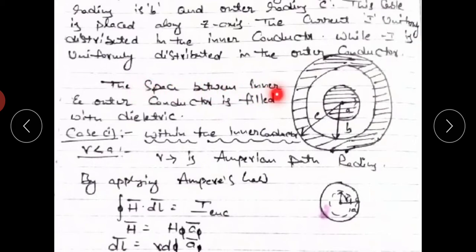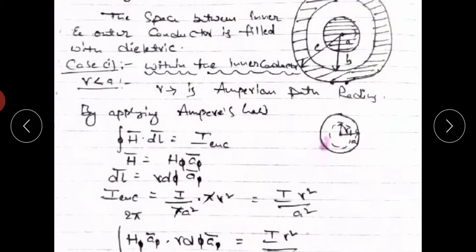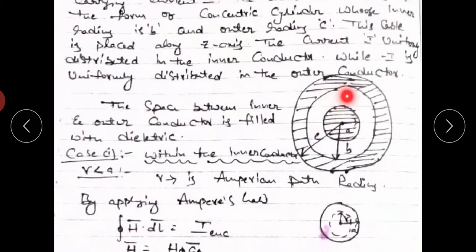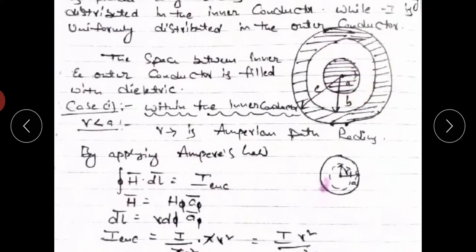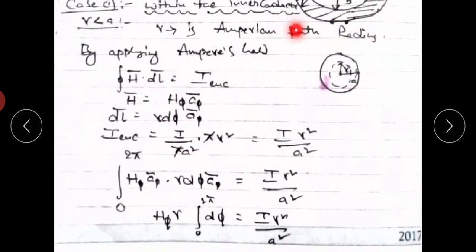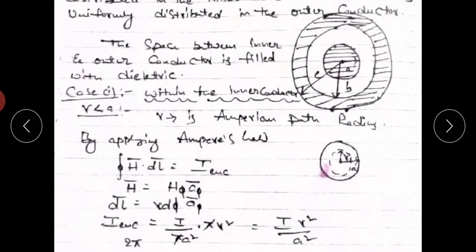The space between the inner and outer conductor is filled with a dielectric material. Here, from a to b, the dielectric material is present. Here we have to find the magnetic field intensity in different cases. The first is inside the inner conductor. The second is outside the inner conductor. The third is inside the outer conductor. The fourth is outside the total coaxial cable or outer conductor. So in these four cases we have to determine the magnetic field intensity.